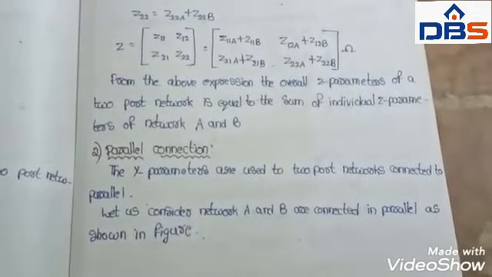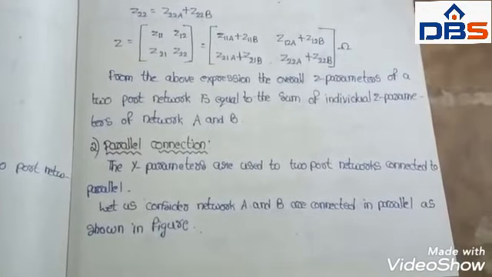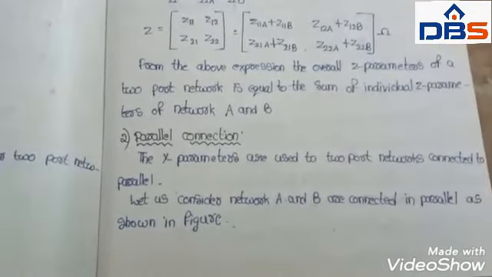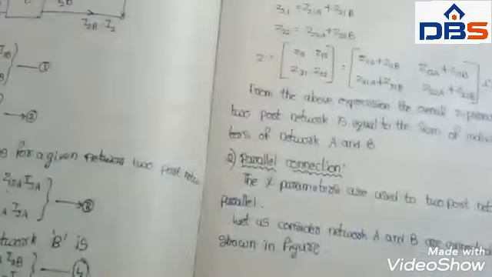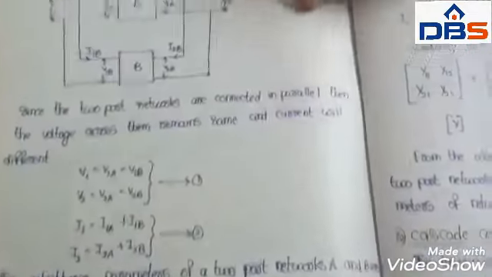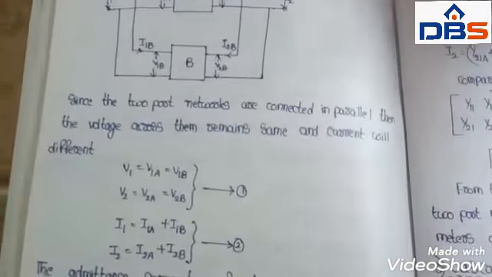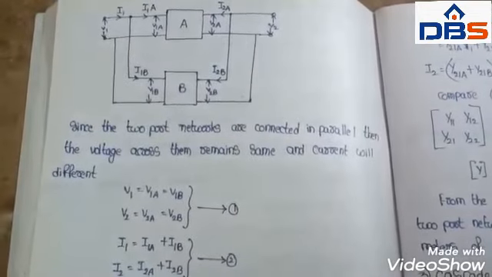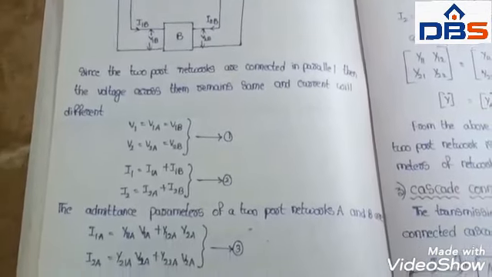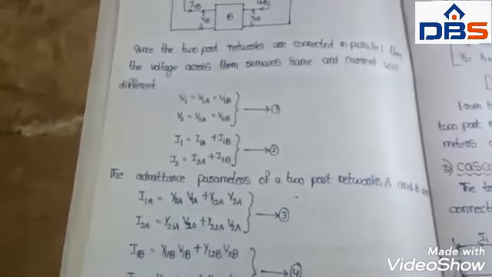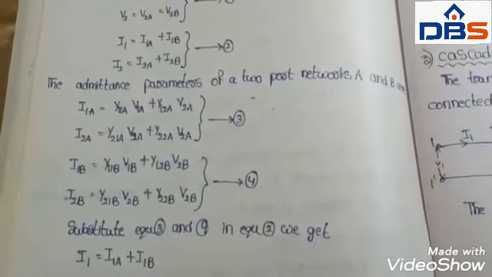Another one is the parallel connection. In a parallel connection, the current must be different and the voltage must be the same. That is why Y parameters are used to find the parallel connection. Let us consider two networks A and B connected in parallel as shown in the figure. From this, the voltage must be the same, that is V1 equals V1A equals V1B, V2 equals V2A equals V2B, but the current must be different, that is I1 equals I1A plus I1B, I2 equals I2A plus I2B.